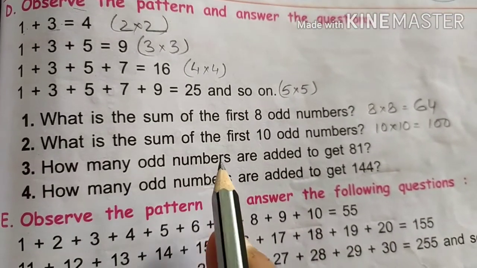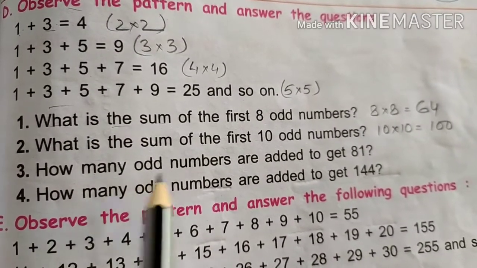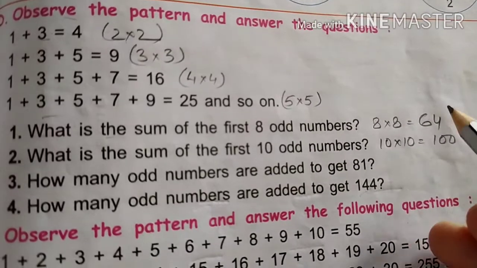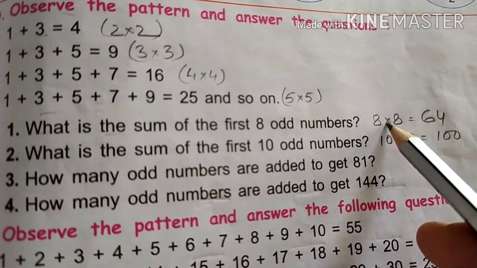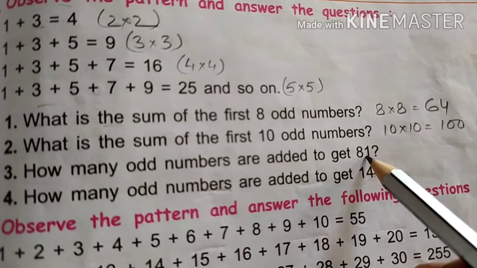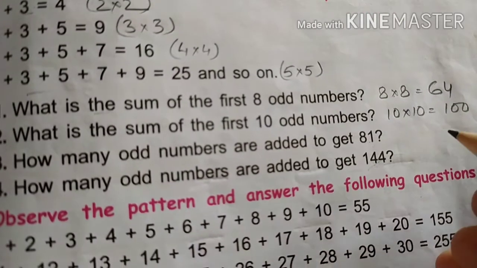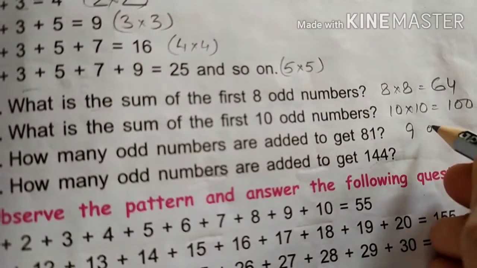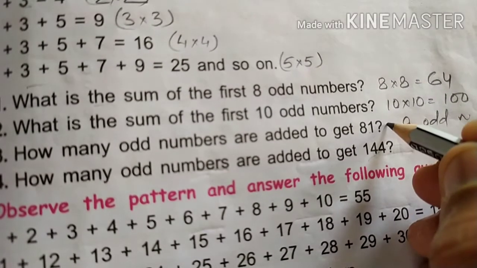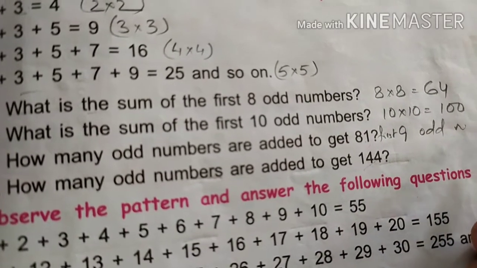Now, how many odd numbers are added? Here we have to find the sum, and here we have to find the number of odd numbers to get 81. So 81 is what? Here we have 64 and the number of terms is 8. So we want 81, and now we have to find how many odd numbers there are. So 9 9s are 81. So 9 odd numbers. First 9 odd numbers.